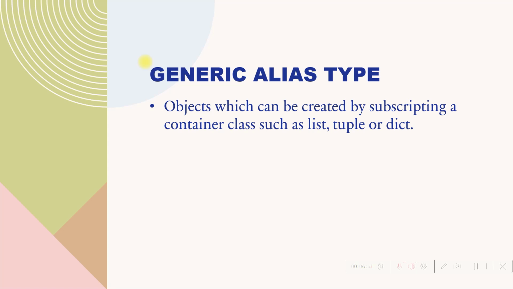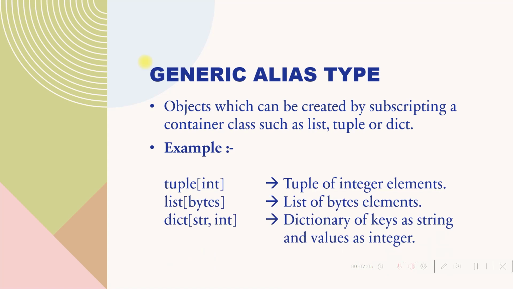This alias type is basically the objects which can be created by subscripting a container class such as list, tuple or dictionary. So we call list, tuple or dictionary a container class in Python. Now if you look at this example, it is saying tuple and then in the closing bracket the value integer is written. So what does it mean?